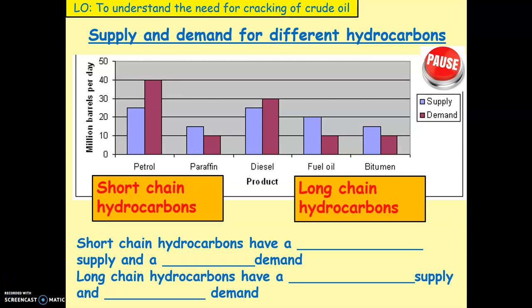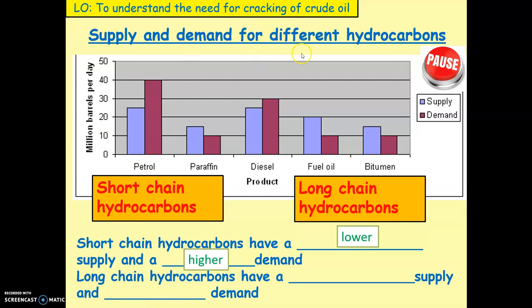Okay, time's up there, guys. So this graph just shows all the different fuels that are extracted at different temperatures by the process of fractional distillation of crude oil. So petrol, as shown here, is the short chain, with bitumen and fuel oil the long chain hydrocarbons. So from this data, and the key on the right hand side, we can understand that short chain hydrocarbons have a lower supply but a higher demand.